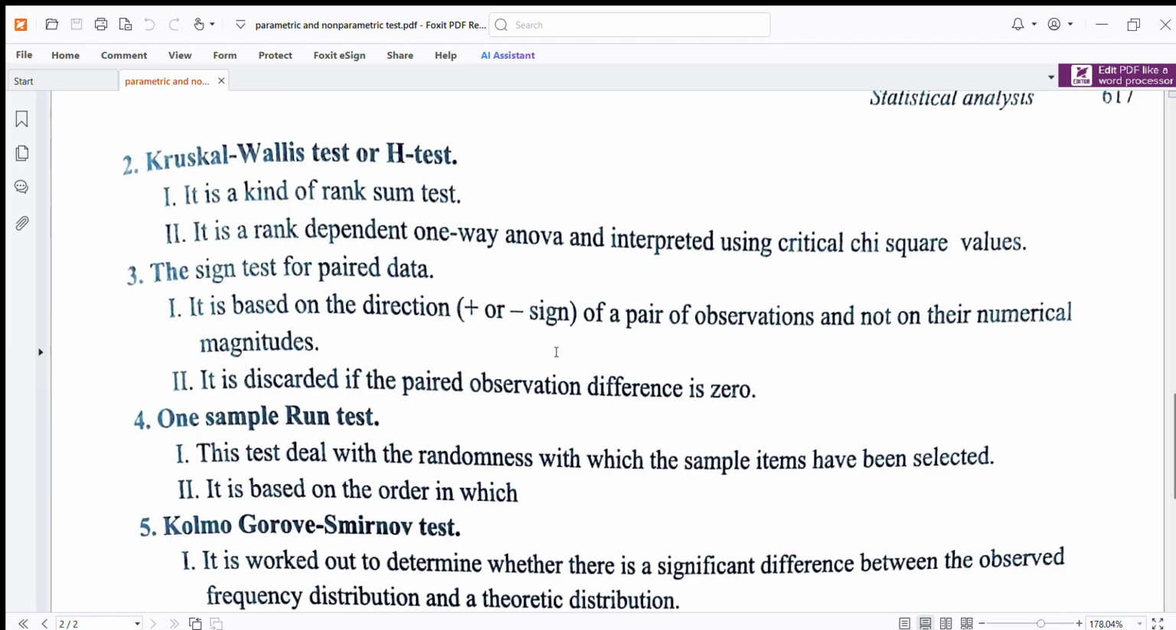The sign test for paired data is based on the direction, plus or minus sign, of a pair of observations and not on the numerical magnitudes. It is discarded if the paired observation difference is 0. Third, the one-sample run test. This test deals with the randomness with which the sample items have been selected. It is based on the order in which they occur.